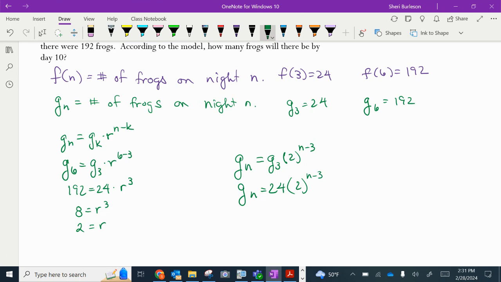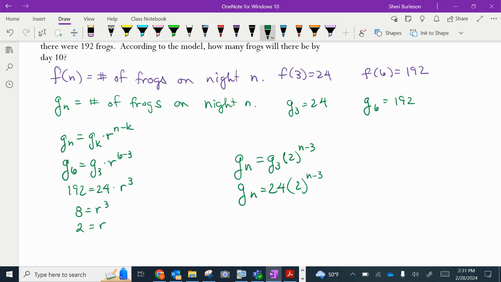You can leave your explicit formula here. You do not have to get back to the form that has the initial value. You do not have to convert it. This will get you every value in the sequence. Same thing is true if you did g sub n equals 192 times 2 to the n minus 6. You can start from any term in the sequence and define it. That's what I like about this formula. It allows me to start anywhere and it will work.